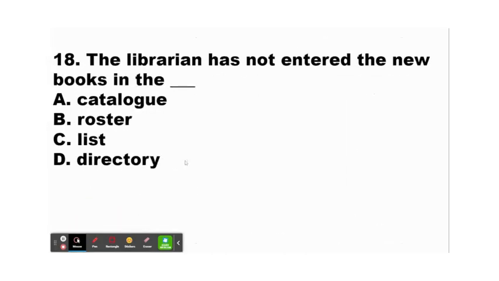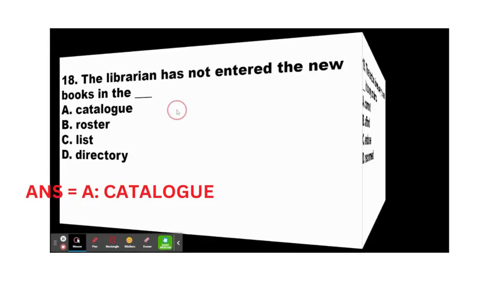18, the librarian has not entered the new books in the dash. A, catalog, B, roster, C, list, D, directory. The correct option is catalog. Catalog is a place, a document where the books are entered in the library. So the correct option is catalog.